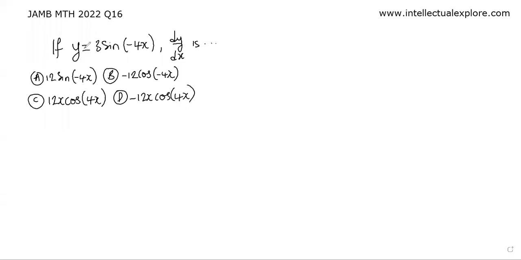Question number 16. If y equals 3 sine(minus 4x), dy/dx is... This question comes from the topic calculus. We are being asked to differentiate this function, and the method we're going to use is the method of function of a function. The reason I say function of a function is that there are two functions in one function.